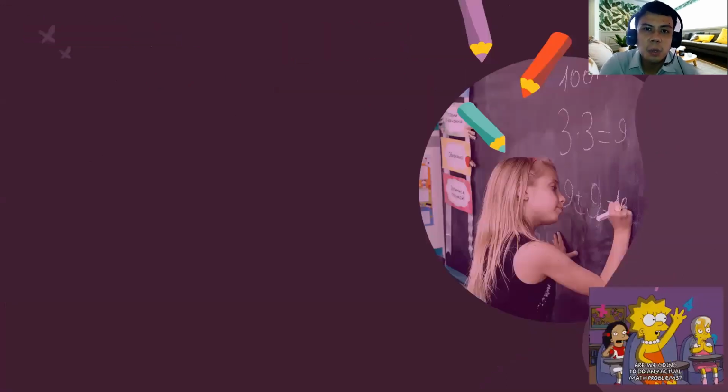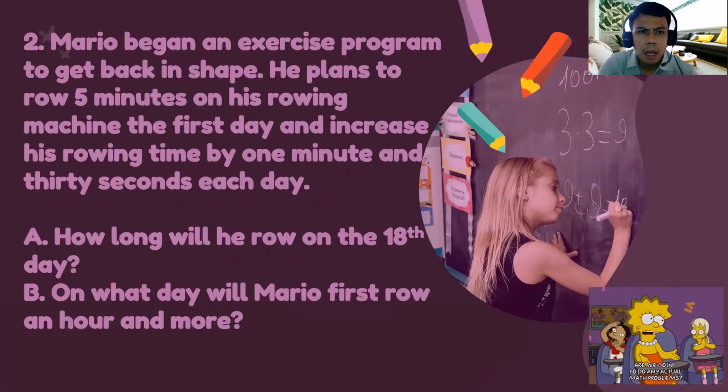Okay, let's go to the second problem. Okay, let's have this one. Mario began an exercise program to get back in shape. He plans to row 5 minutes on his rowing machine the first day and increase his rowing time by 1 minute and 30 seconds each day. Question letter A. How long will he row on the 18th day?